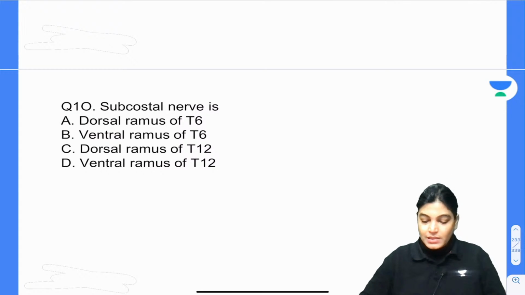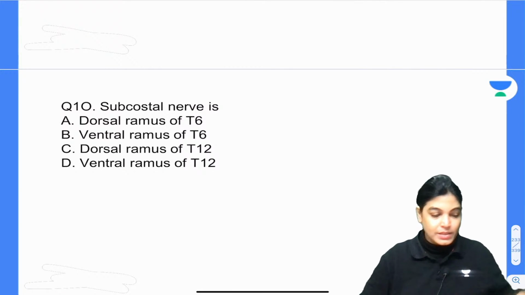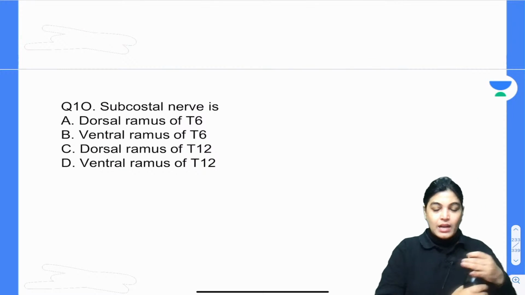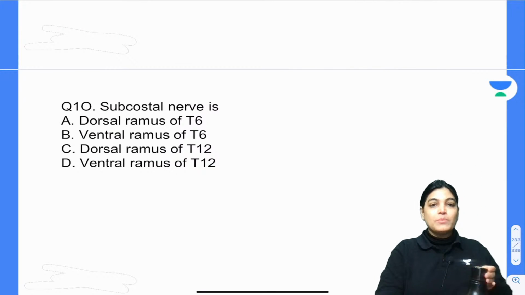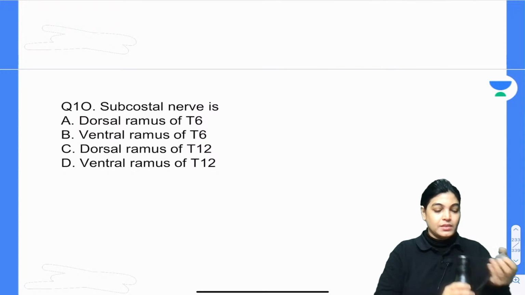So your time starts now. Subcostal nerve is... Please mark the correct answer. I will wait 30 seconds for you. Subcostal nerve is A, B, C, D. Which is the correct one?